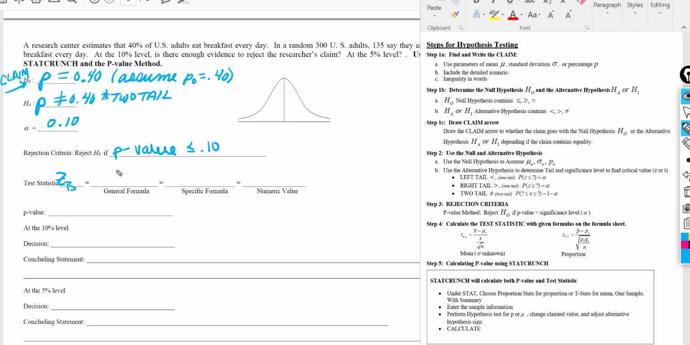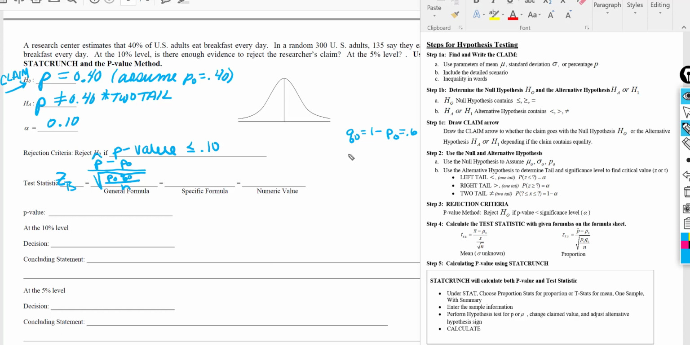Our test statistic, since we're testing the claim about a proportion, we're going to use our z-test statistic. And we'll write down the formula from the formula sheet, which is p hat, which is our sample proportion, minus our claim proportion, p sub 0, divided by the square root of p sub 0 times q sub 0 all over n. In this problem, our p sub 0, remember, is going to be 0.40. That means our q sub 0 is going to be 1 minus p sub 0, or just 0.6.